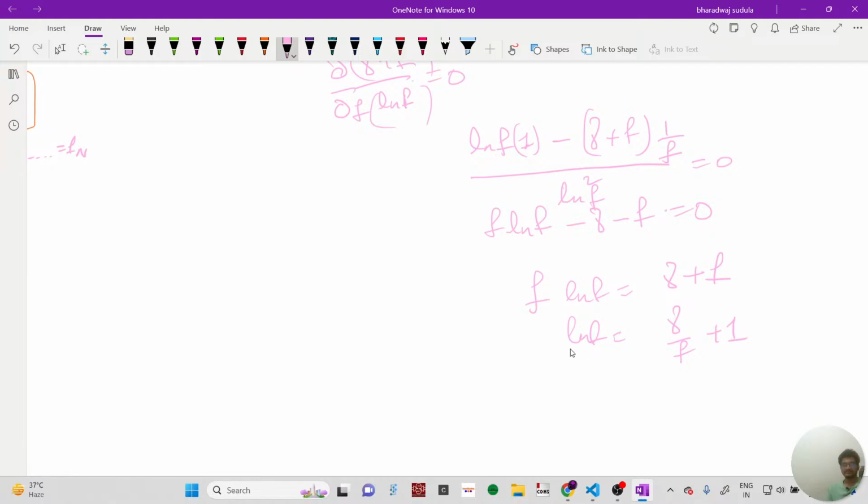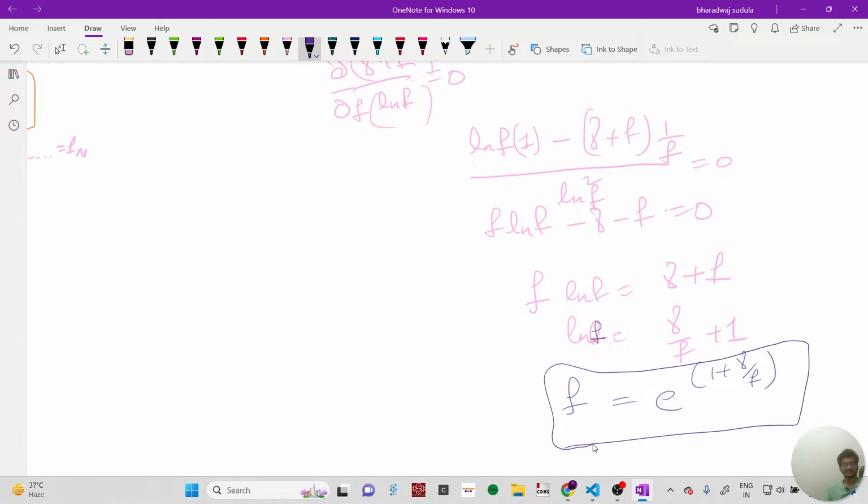So to eliminate this natural logarithm and isolate this f, I'll introduce exponential. I'll get f. This is 1 plus gamma by f. So this is some useful insight as well. Again, I got to know the fan out of each stage to be e power 1 plus gamma by f.